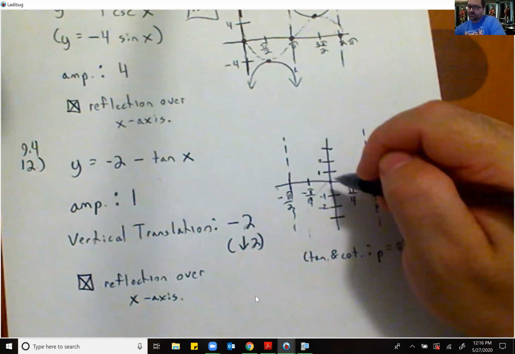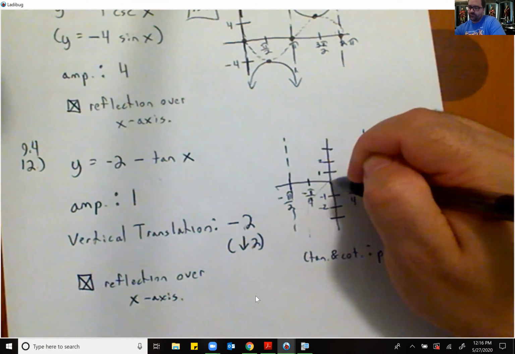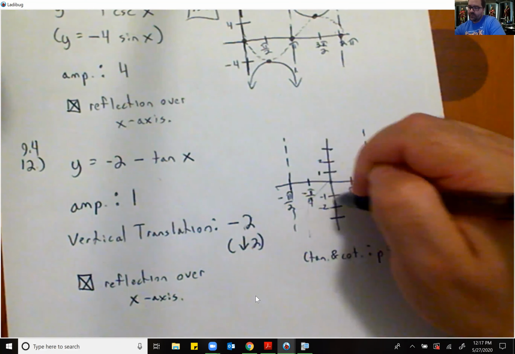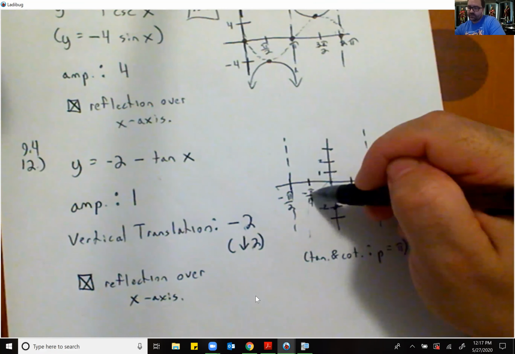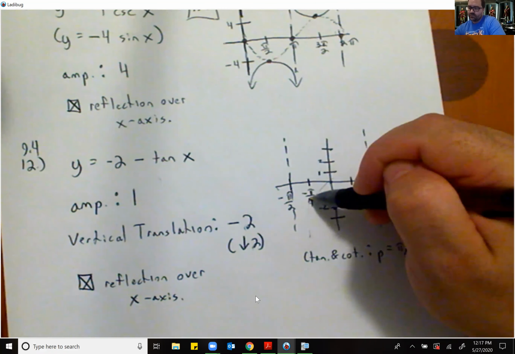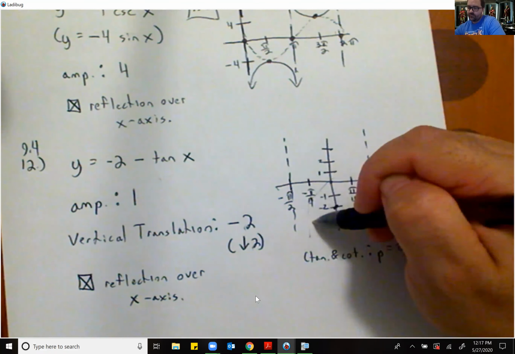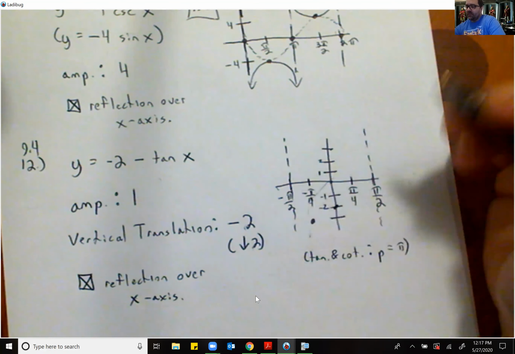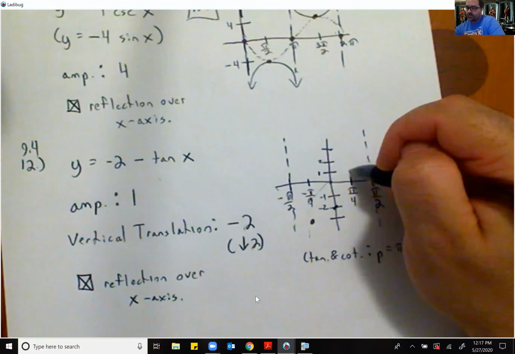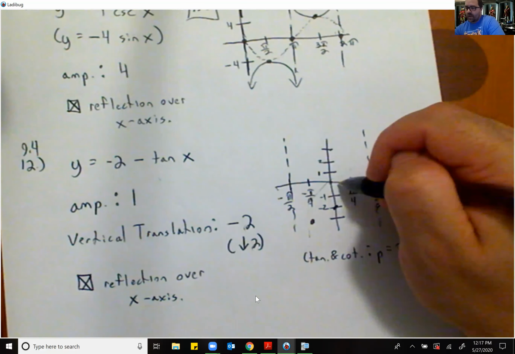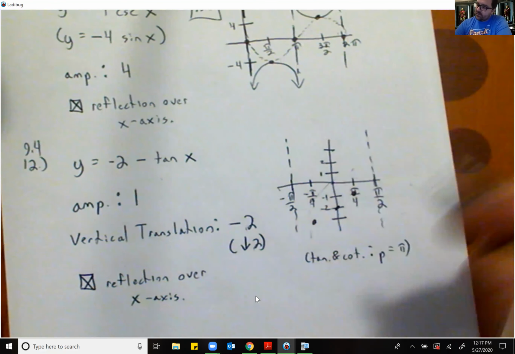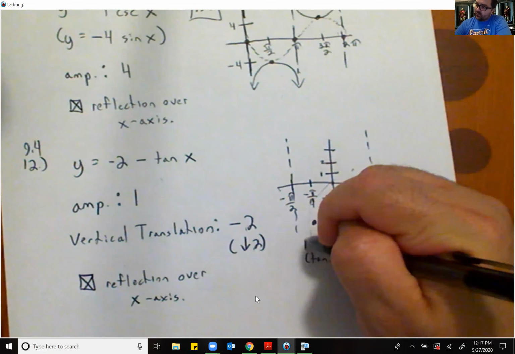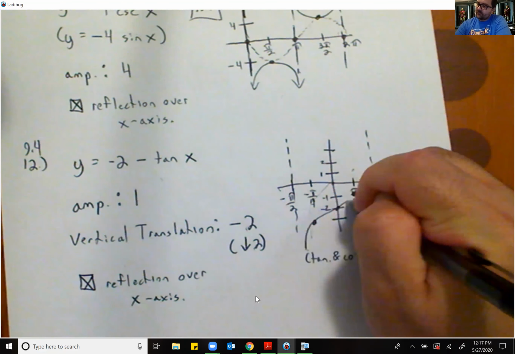So this origin point shifted down 2, 1, 2. This negative pi over 4, negative 1 point shifted down 2, 1, 2. This pi over 4 comma 1 point shifted down 2, 1, 2. So my cubic looking tangent graph looks like this.